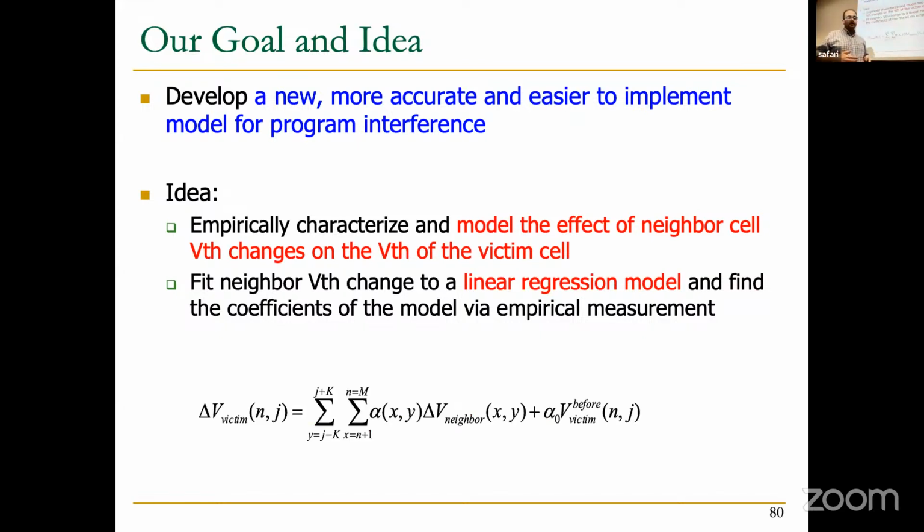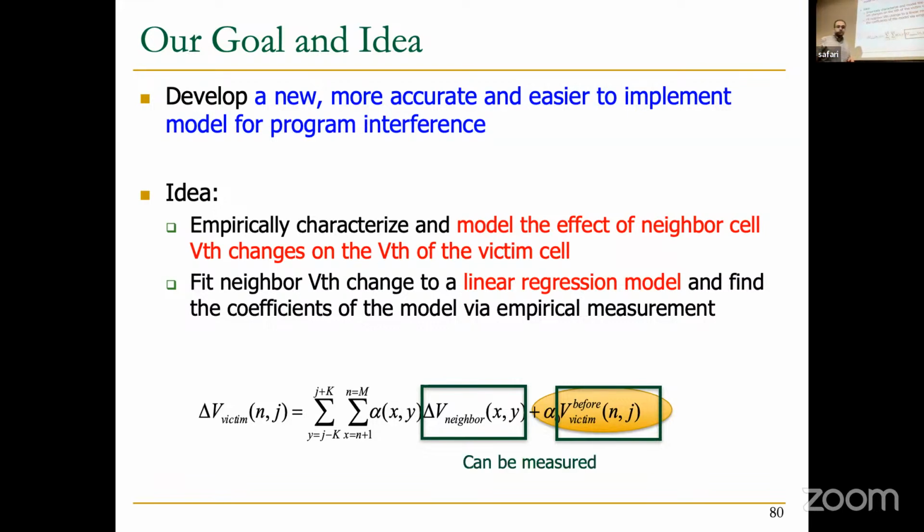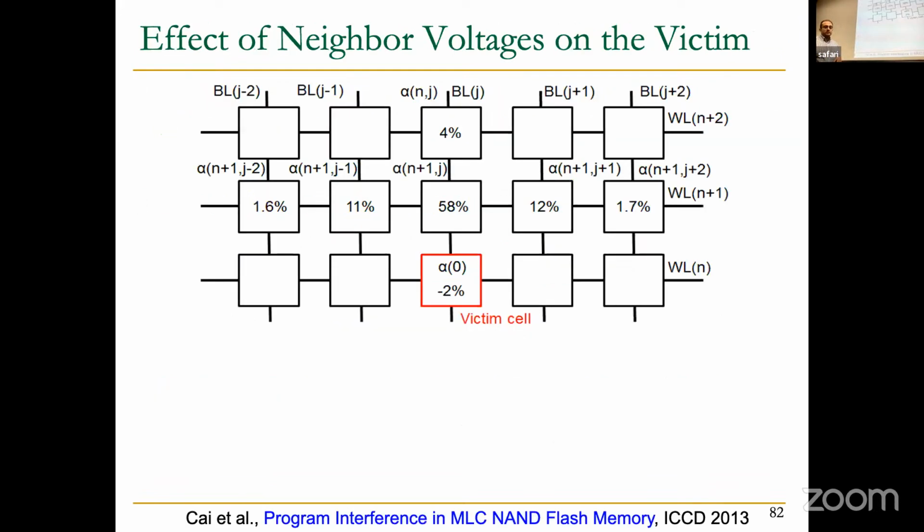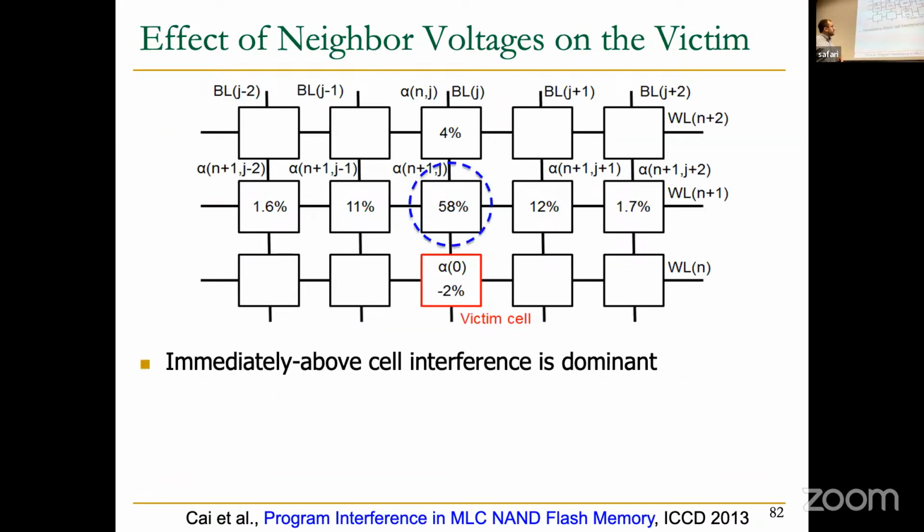So in the end, this model is a simple linear regression model. You can calculate the delta V of the neighbors and the V of the victim. The only thing you need to learn is these alpha values. You can learn them by characterizing your device and tuning these parameters. That's essentially what we did.